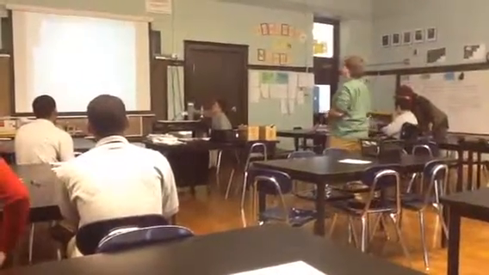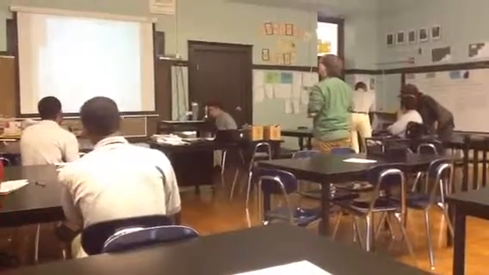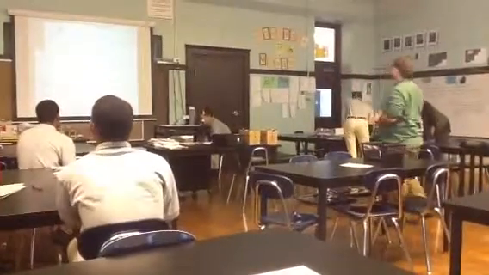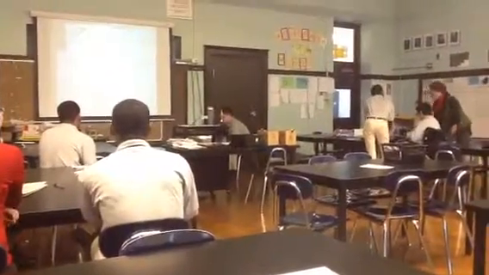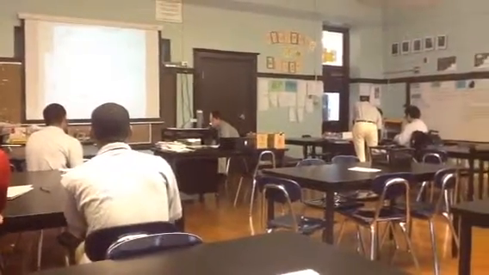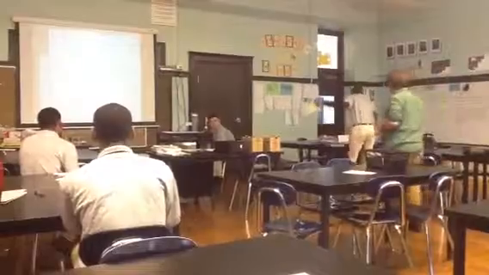Okay, can you read it to us first? A rectangle yard is surrounded by a fence. One side of the fence is 21 feet long. The other side of the fence is 30. What is the area of the yard in square feet?